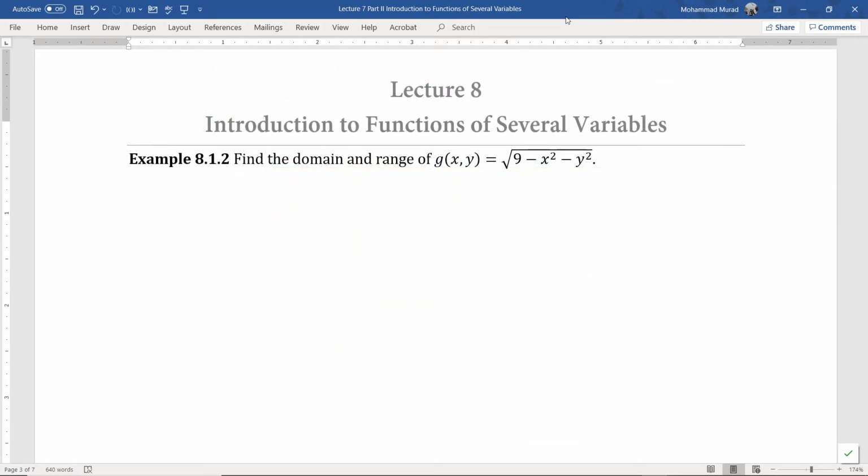Let's have a look at another example. Find the domain and range of the function g defined by the equation g of x comma y is defined to be equal to the positive square root of 9 minus x squared minus y squared.